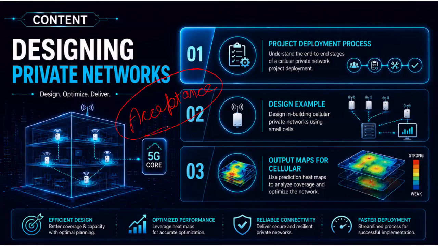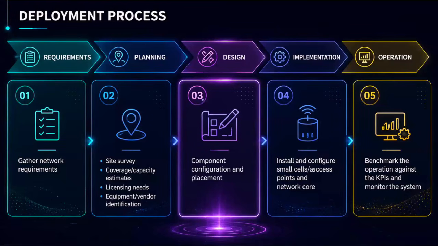So let's go through the project deployment process step by step and understand what happens at each stage. These are the stages for designing, or you can say implementing or deploying, a private cellular network. We can broadly divide the project into 5 stages: requirements, planning, design, implementation, and operations.